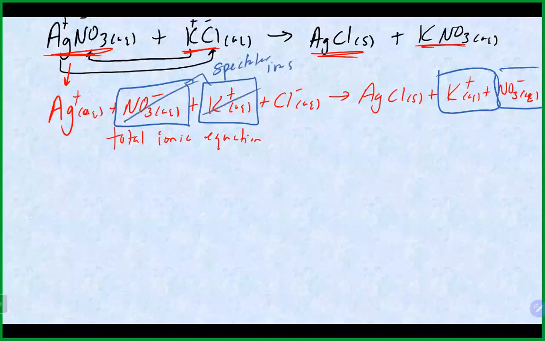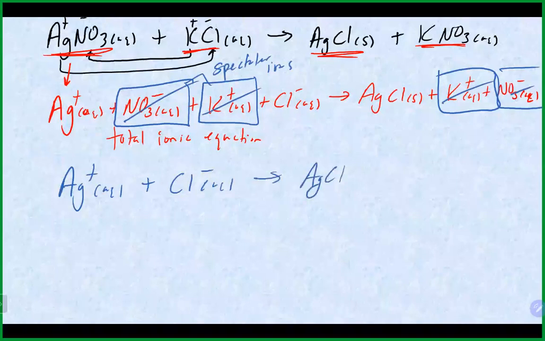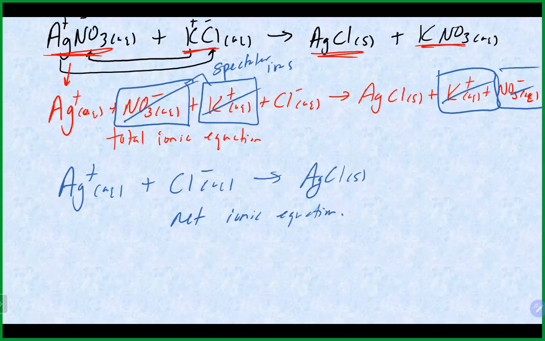Going to cancel. That again is going to leave us our net ionic equation, which tells us exactly what's happening in this reaction. It is that silver ion from the silver nitrate that's going to find the chloride ion from the potassium chloride and form that solid silver chloride. And that again would be our net ionic equation. Any questions on any of those parts there?